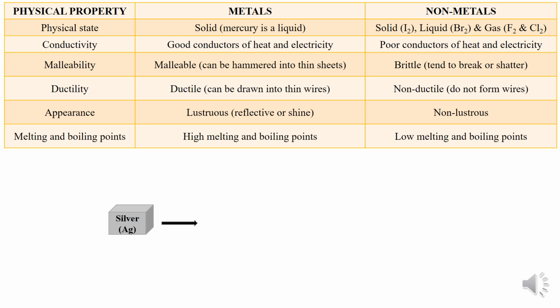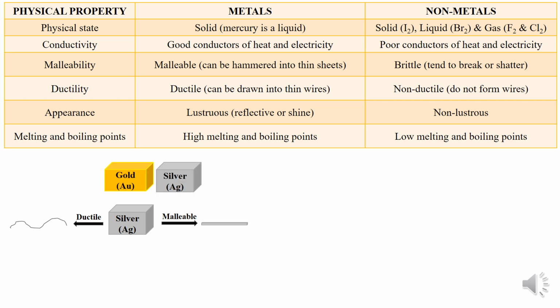Metals are highly malleable in nature. That is to say, they can be hammered into thin sheets. Metals like silver are highly ductile in nature. That is to say, they can be drawn into wires.